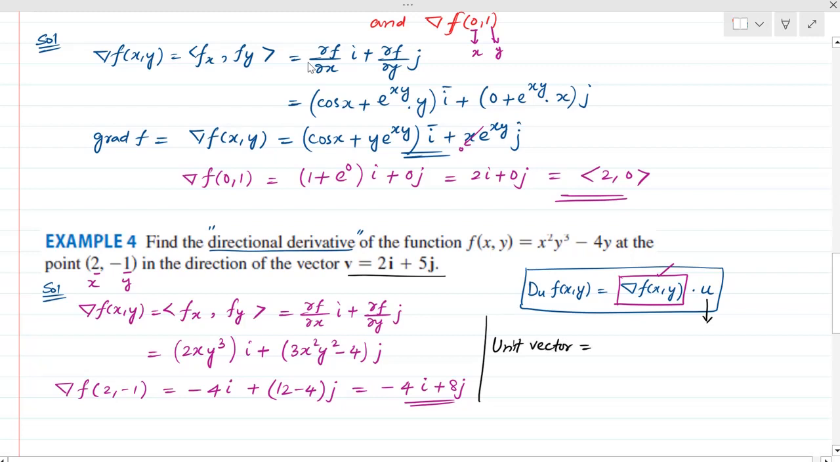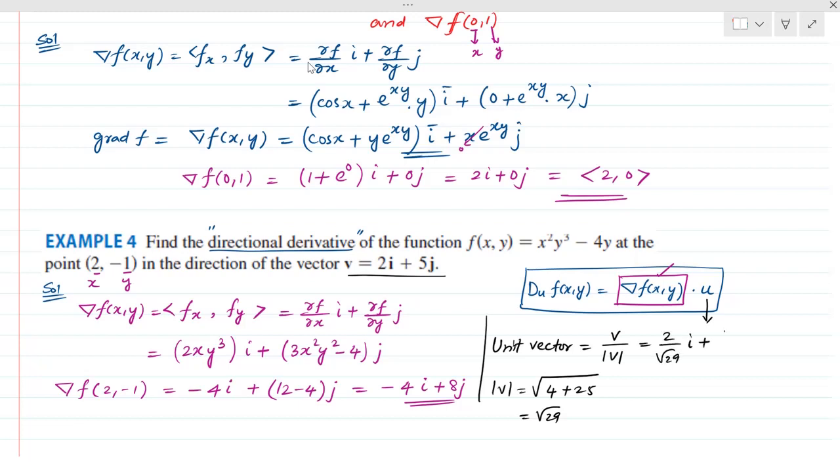The unit vector is given by v over the magnitude of v. So this is a unit vector. So what is the v vector? The magnitude of v is equal to the square root of 4 plus 25, which is root 29. Then we divide it, and you will get 2 over root 29 i plus 5 over root 29 j. So I just put it here.